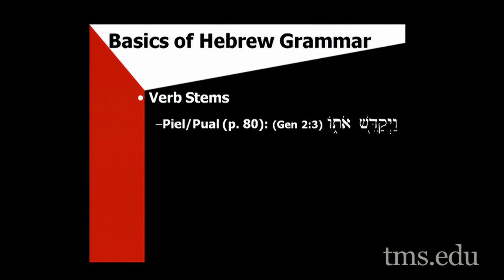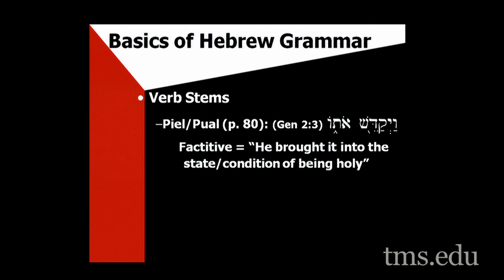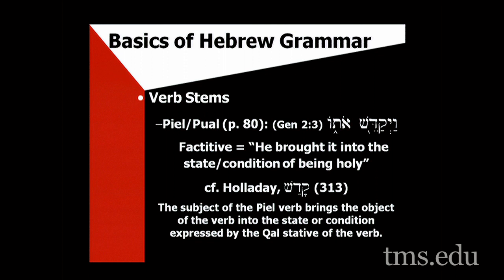But in Genesis 2:3, we have, and he sanctified it. This is talking about the seventh day. God sanctified it. That is a factitive. It literally means he brought it, the seventh day, into the state or condition of being holy. How do we determine a factitive? The subject of the piel verb brings the object of the verb into the state or condition expressed by the qal stative of that verb. Kadash means he was holy or be holy. When you have that "be" used, that tells you it's a stative verb. It's describing a condition, not an action.